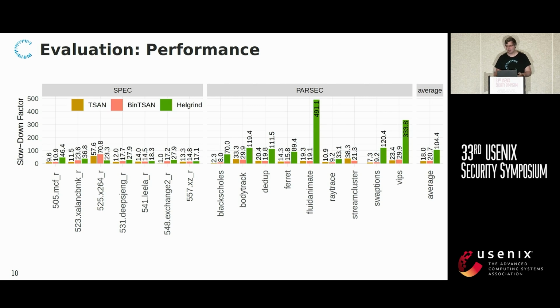Finally, let's have a short look at the performance of our tool. As you would expect, source-based thread sanitizer is the fastest. Our tool BINTSAN is a little bit slower, sorry. It has an overhead of about 15% on average, which is still way faster compared to something like Helgrind, which uses dynamic instrumentation and is 5 times slower than our tool.